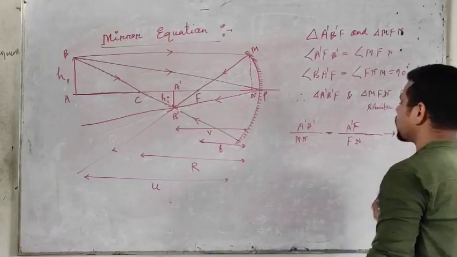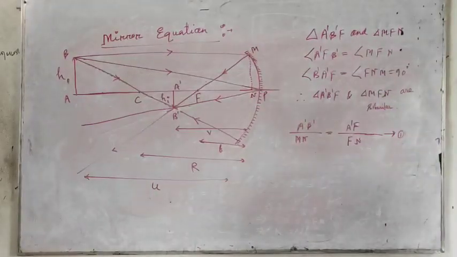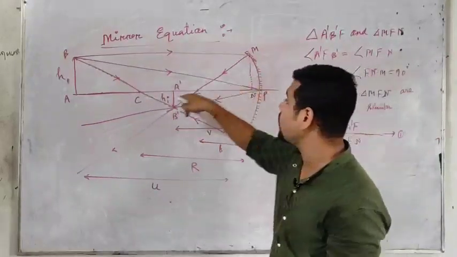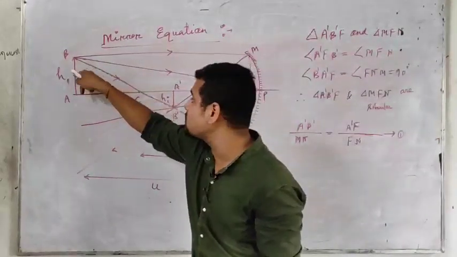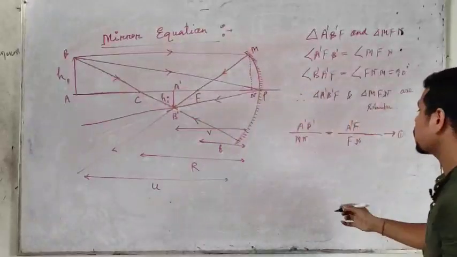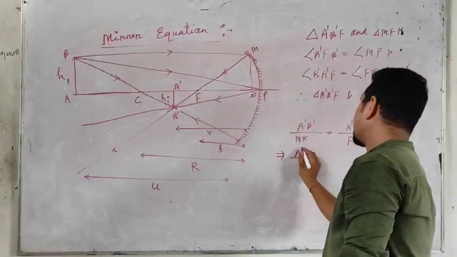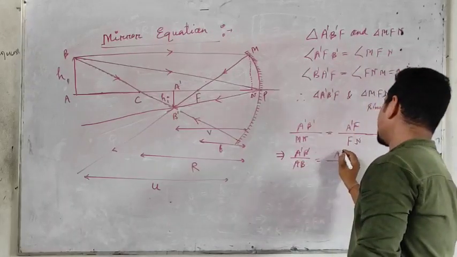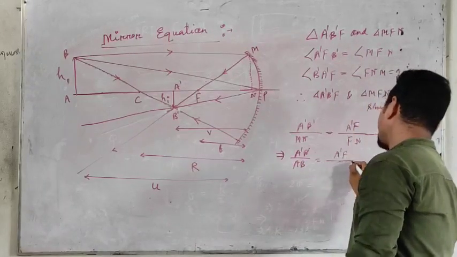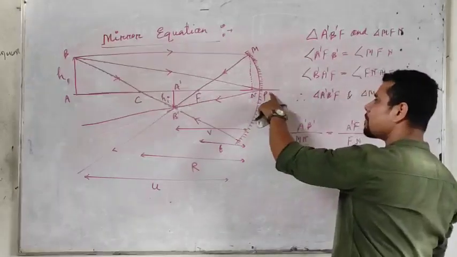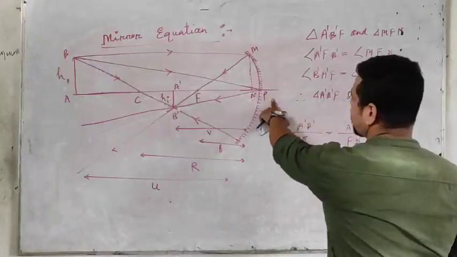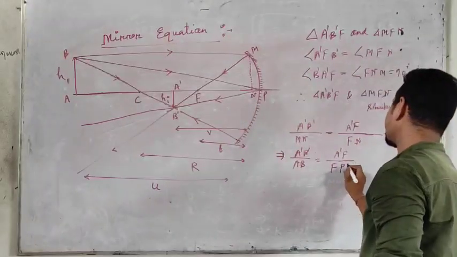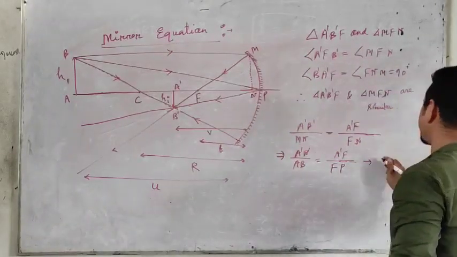Equation number 1. Okay. So from the diagram, MN is equal to AB. So we can write: A prime B prime divided by AB is equal to A prime F, and N is close to the pole P, so we can write FN is equal to FP. So this one is your equation number 1.